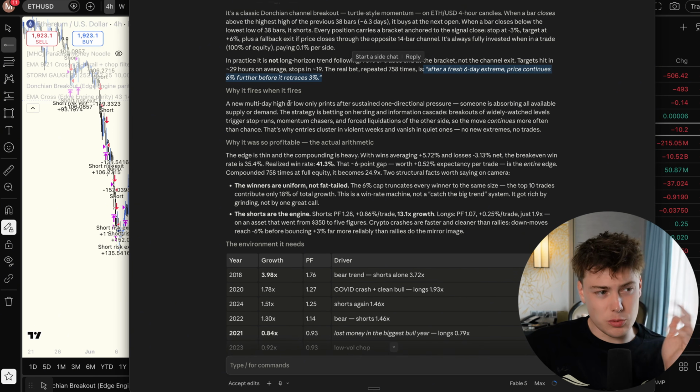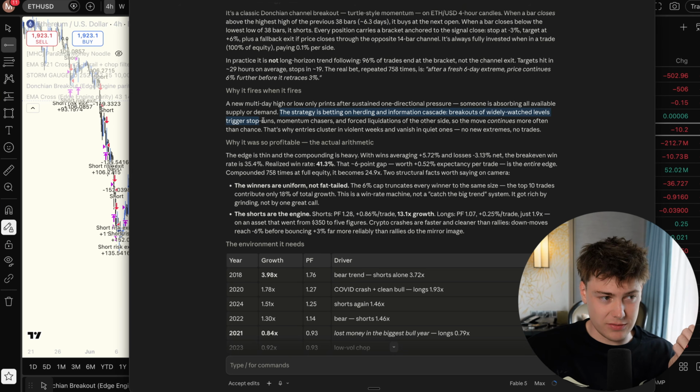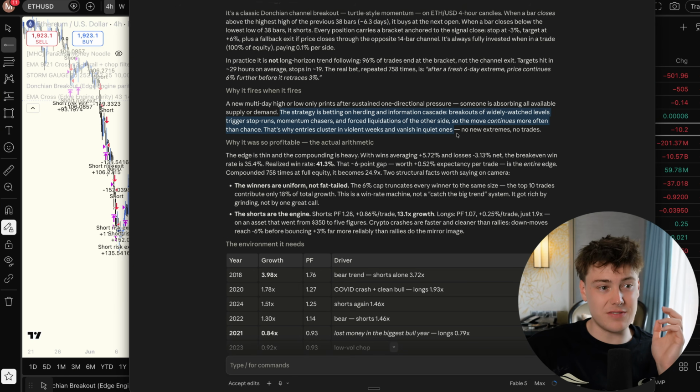When it fires, a new multi-day high or low only prints after sustained directional pressure. Someone is absorbing all available supply or demand. The strategy is betting on herding and information cascade. Breakouts of widely watched levels trigger stop runs, momentum chases, and forced liquidations on the other side, so the move continues more often than chance. That's why entries cluster in violent weeks and vanish in quiet ones. No new extremes, no trades.